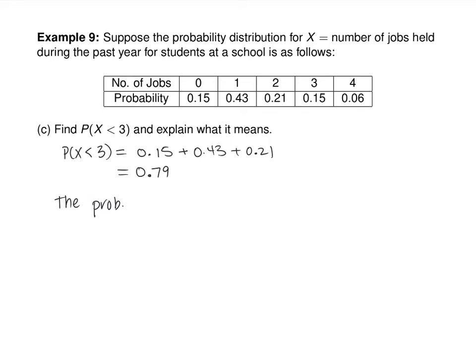And so the probability a student has fewer than 3 jobs is 0.79. And you could rephrase that. You could say probability a student has 2 jobs or less. That'd be fine as well. But when I say fewer than 3, that means 3 is not included.